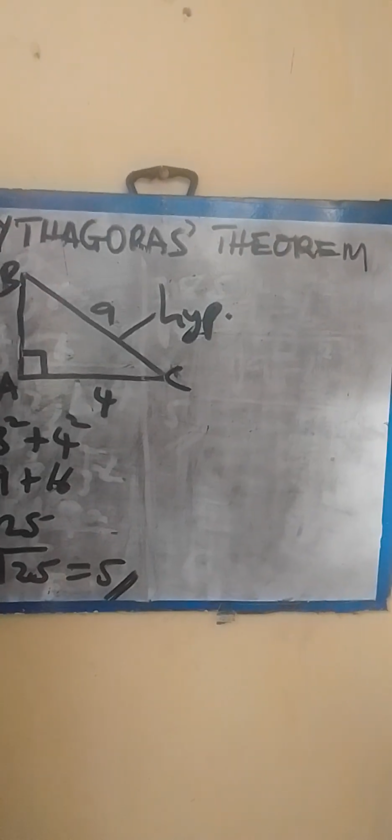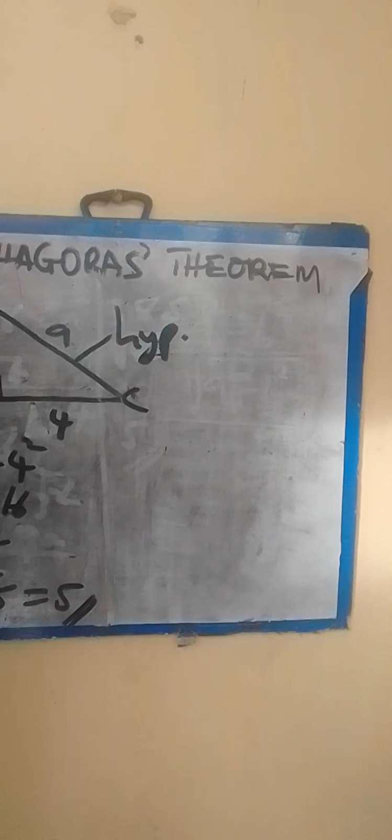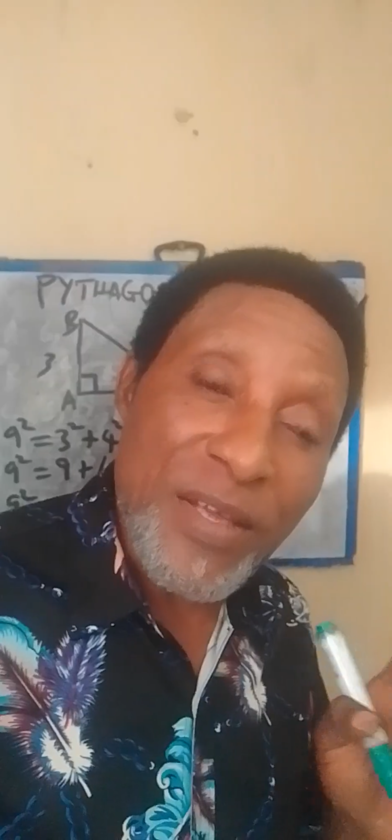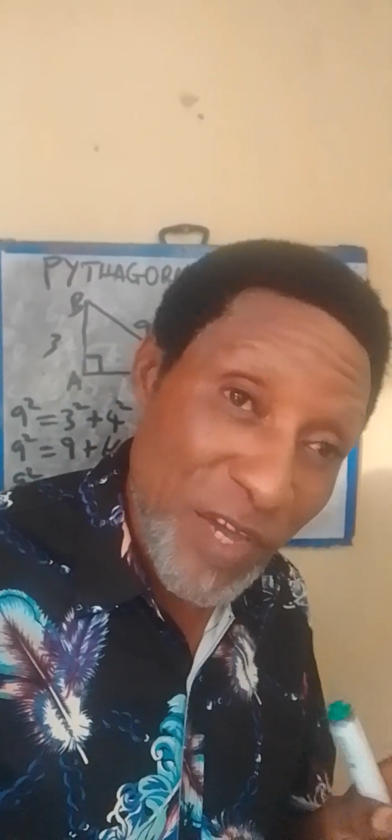So we are going to look at another problem, like a problem we saw in JAM. One thing I want you to understand is that Pythagoras theorem is only applied in a right angle triangle. You might be given two sides of the triangle, and you are asked to look for the third side. You apply Pythagoras theorem only when it is a right angle triangle. So take note of that, it's very important.